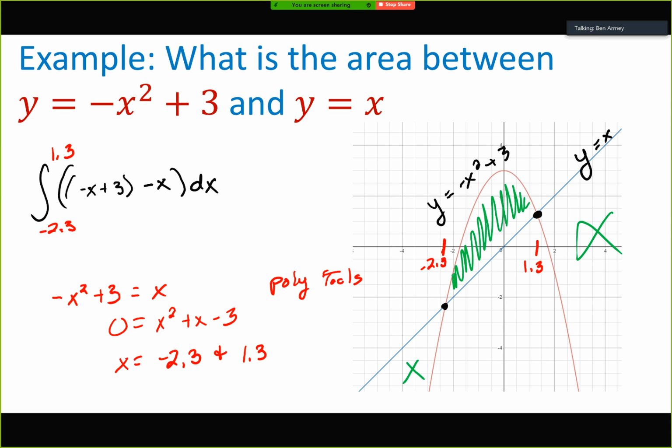If this was a no calculator one, it probably wouldn't have given you decimal bounds, but the integrand, that negative x squared plus 3 minus x, we could do that integration by hand, okay? Adding and subtracting, you can just take each term. There's no u substitution or anything going on, okay? But for this one, I trust that you can put it right into your calculator and you'll end up with 7.812.